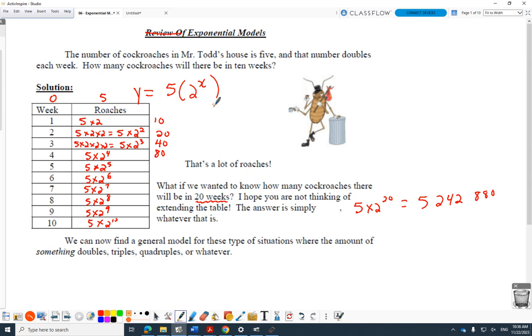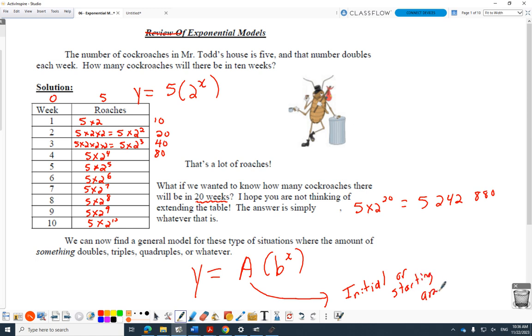The general equation then is y equals a times b to the x. We don't even have a c to deal with today. And there's reasons for that. But generally speaking in word problems, you don't need a c. The a and b will be enough to handle the situation. And it's this simple, by the way. The a is the initial or starting amount. So if they give you the initial amount, you just fill it in there.